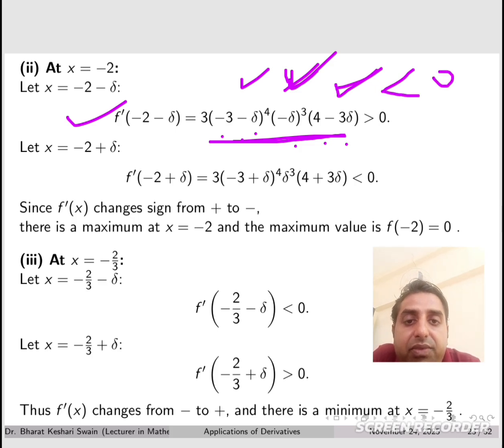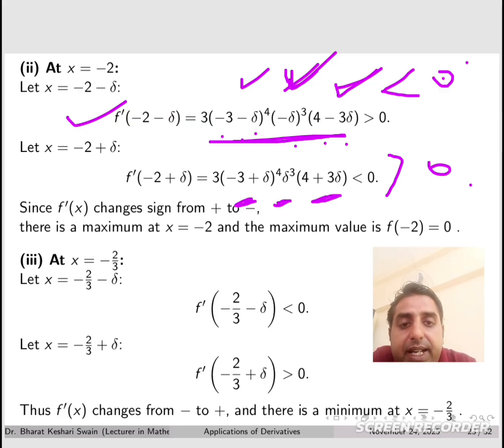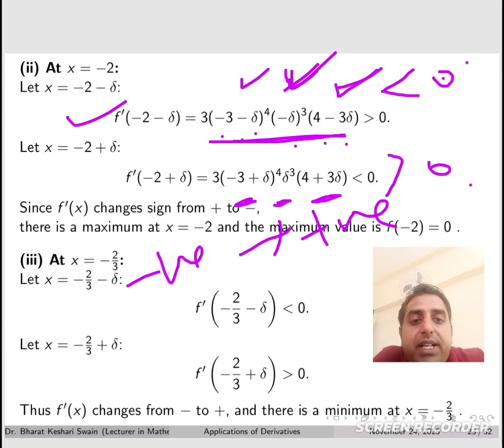Similarly, for minus 2 plus delta, see here, this is positive, this is also positive, and this is positive. So it is greater than 0. So it is less than on one side and greater than on the other. Your sign changes from negative to positive. Not positive to negative, negative to positive. It is a printing mistake actually.